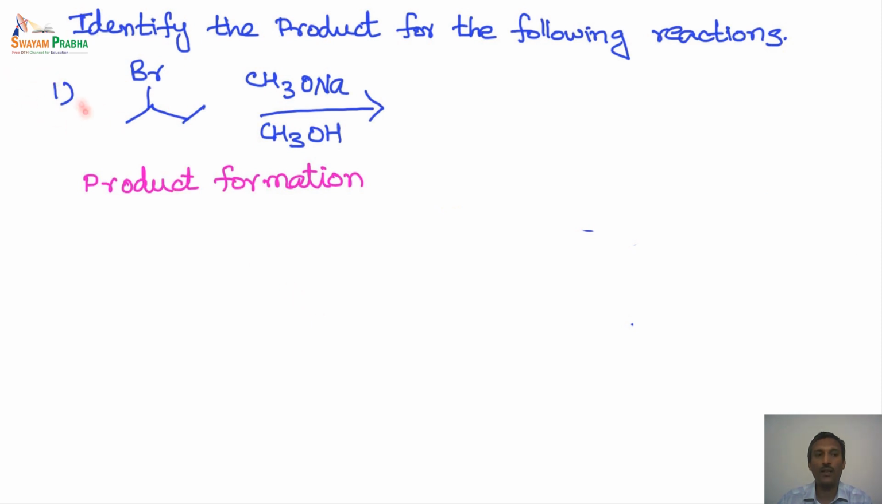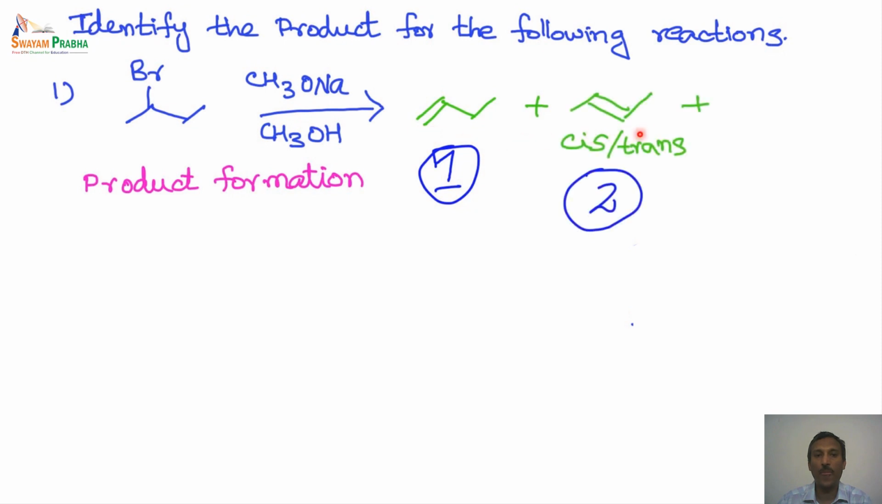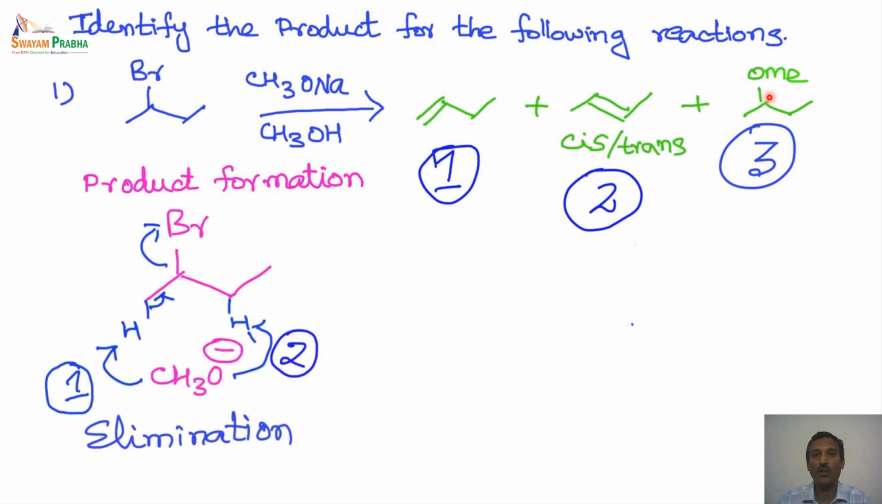So let us take the first case and find out what are all the products formed. The first product is an alkene, the second one is a cis-trans isomer, and the third one is a methoxy derivative. So these two are formed by elimination reaction. This is formed by the nucleophilic substitution reaction.